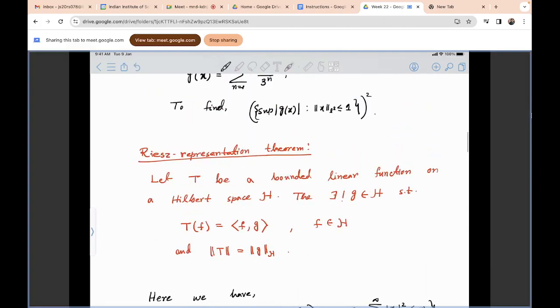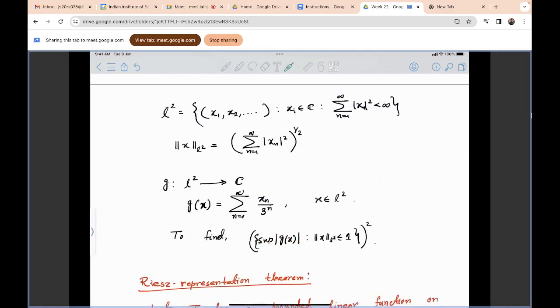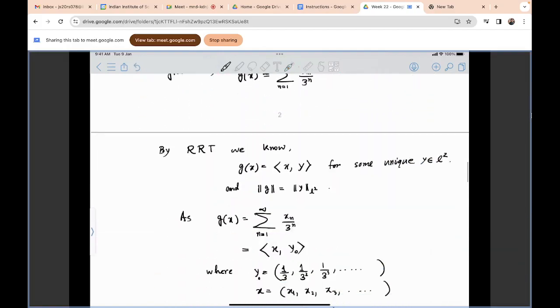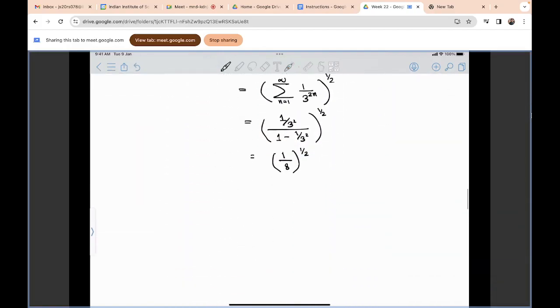Now what we have to find? We have to find this. So note that what is the definition of norm G? Norm G, or this functional norm of G, is basically the supremum of mod Gx such that the L2 norm of x is less than 1.